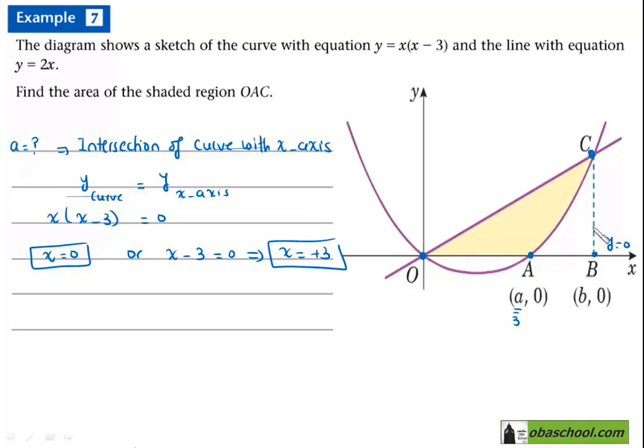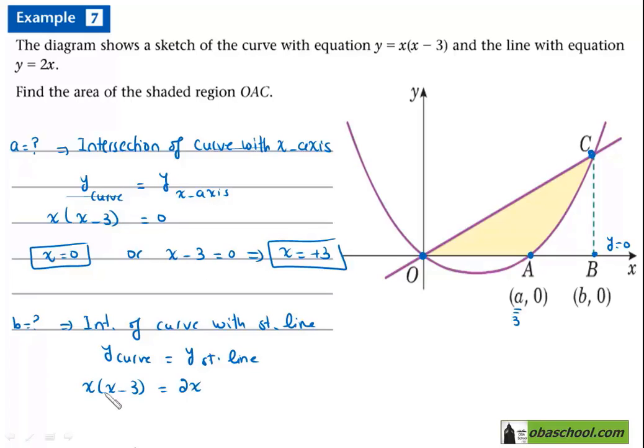Now we want to calculate b. b is the abscissa of the intersection between the curve and the straight line. So the value of b is intersection of the curve and the straight line. Y of curve equals y of straight line. Y of the curve is x into x minus 3. The y of the straight line is 2x. Now we need to expand. X squared minus 3x. We take the 2x to the other side, so minus 2x equals to 0.